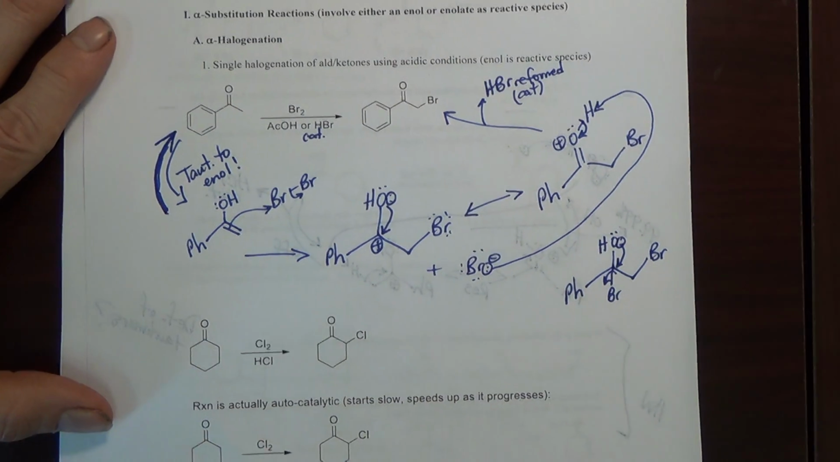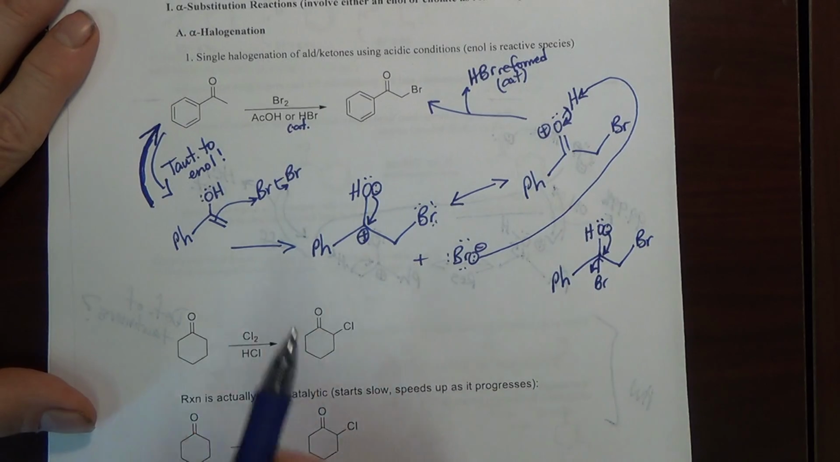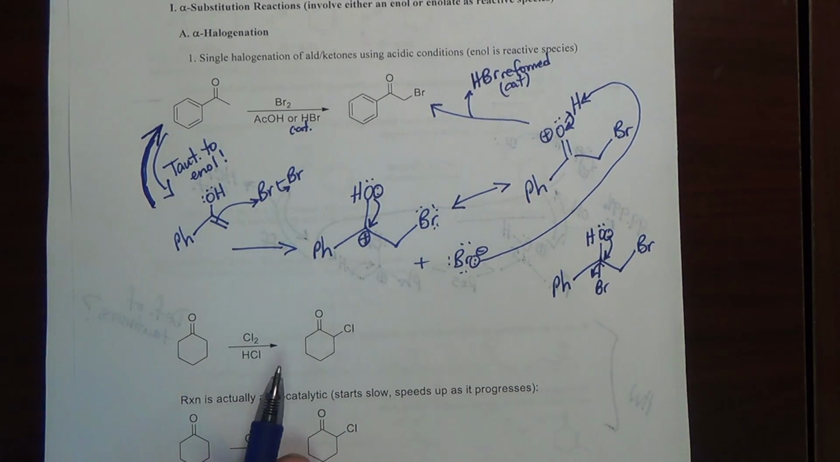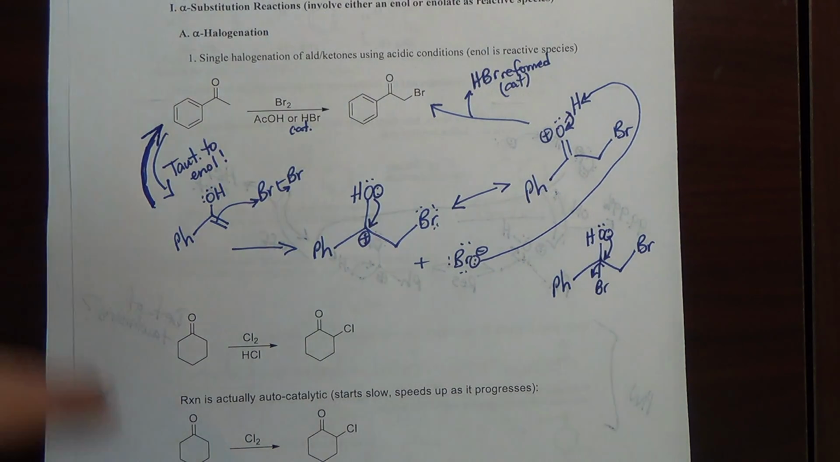All right, this reaction is typically done with either bromine or chlorine. It doesn't work well with iodine or with fluorine. With iodine, the reaction is not favorable. It tends to be endothermic. And with fluorine, it's just the opposite. It tends to be too reactive, too exothermic, a little bit dangerous.